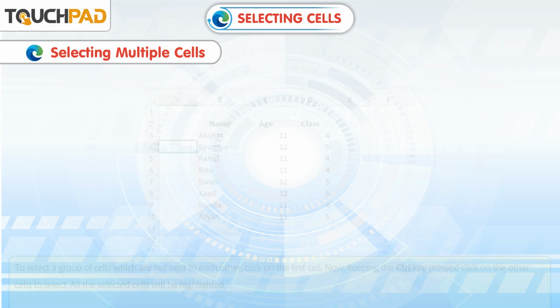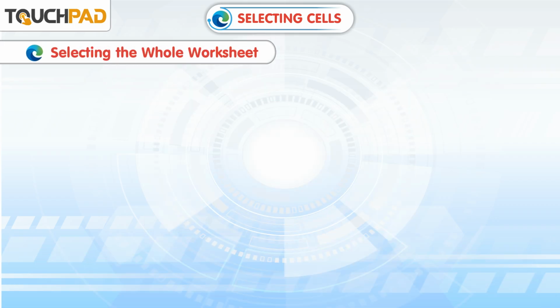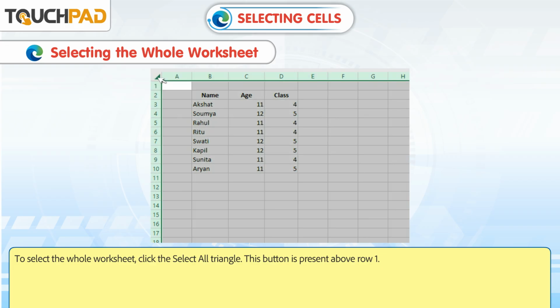Selecting multiple cells. To select a group of cells which are not next to each other, click on the first cell. Now, keeping the Control key pressed, click on the other cells to select. All the selected cells will be highlighted. Selecting the whole worksheet. To select the whole worksheet, click the Select All triangle. This button is present above row 1.